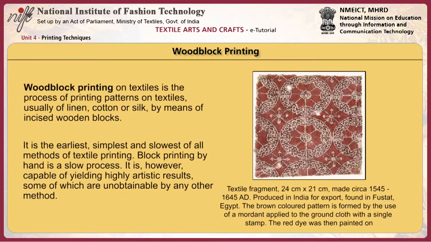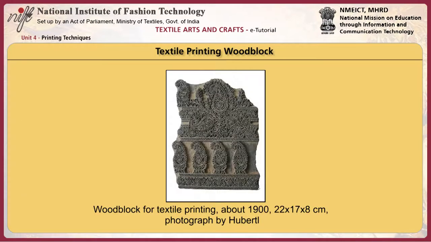Wood block printing on textiles is the process of printing patterns on textiles, usually of linen, cotton, or silk, by means of incised wooden blocks. It is the earliest, simplest, and slowest of all methods of textile printing. Block printing by hand is a very slow process. It is, however, capable of yielding highly artistic results, some of which are unobtainable by any other method. This is a wood block used for textile printing.